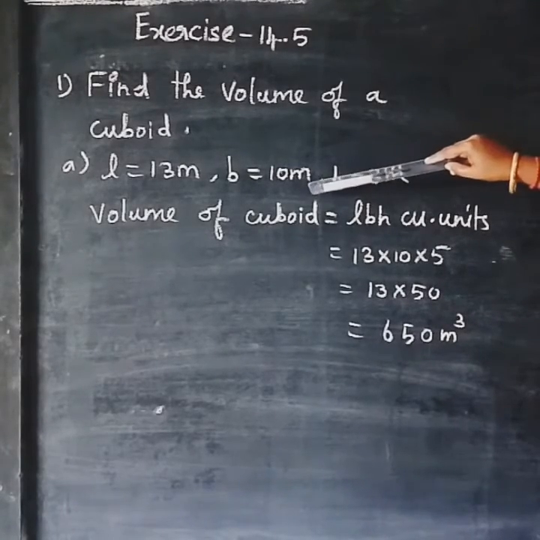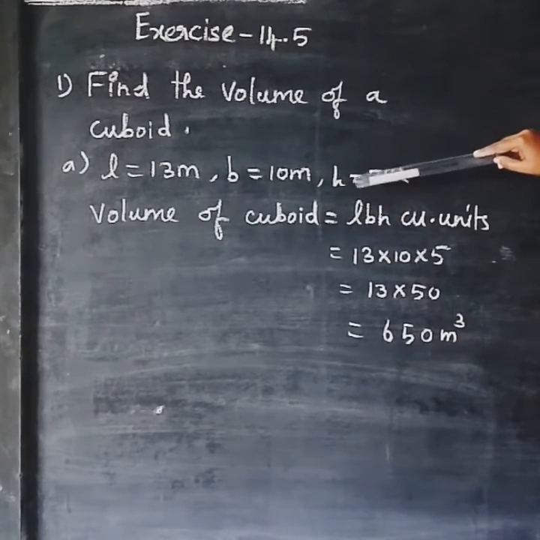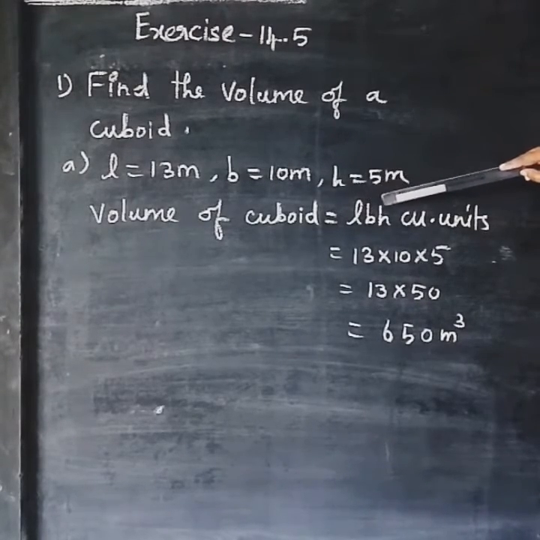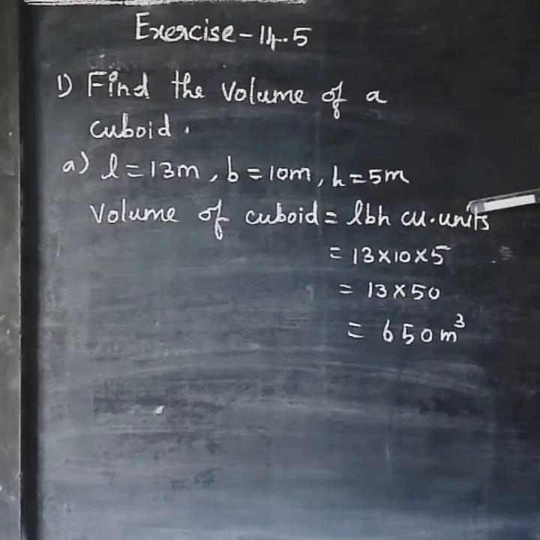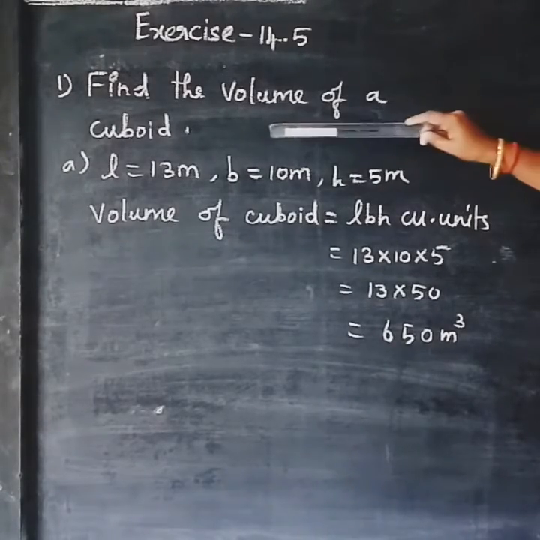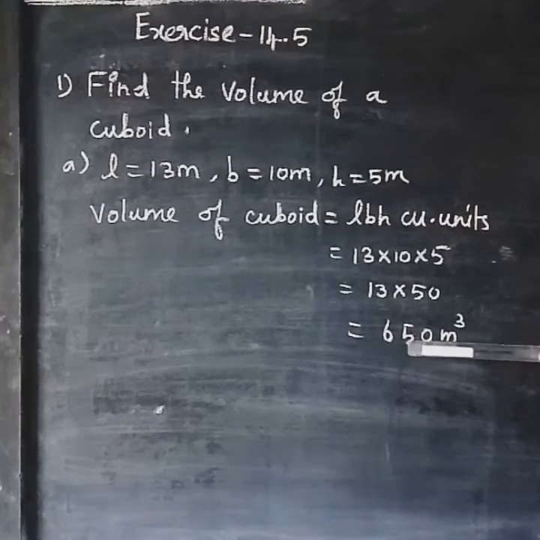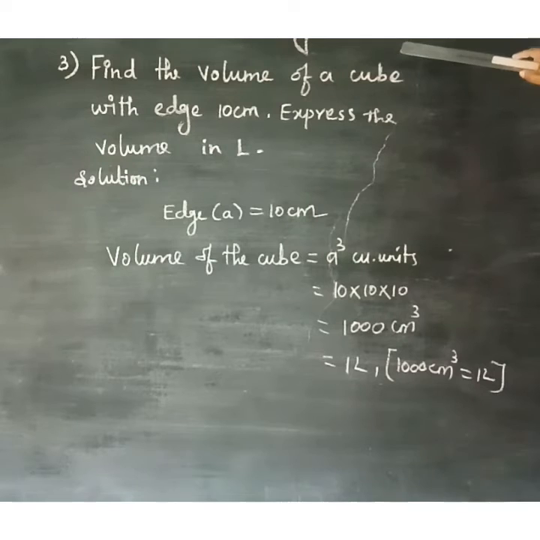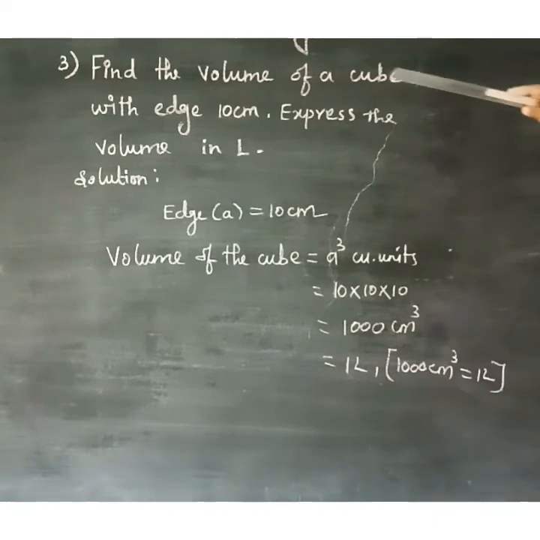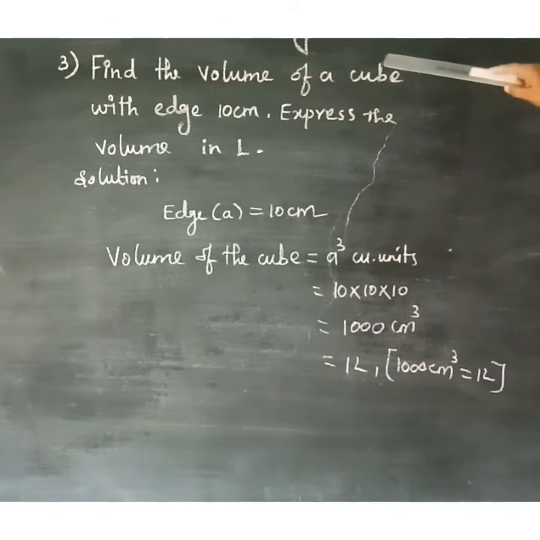Volume of a cuboid formula is what? Length into breadth into height cubic units. Now we multiply all three values ma. We get 650 meter cube. Third question, find the volume of a cube with edge 10 centimeter.